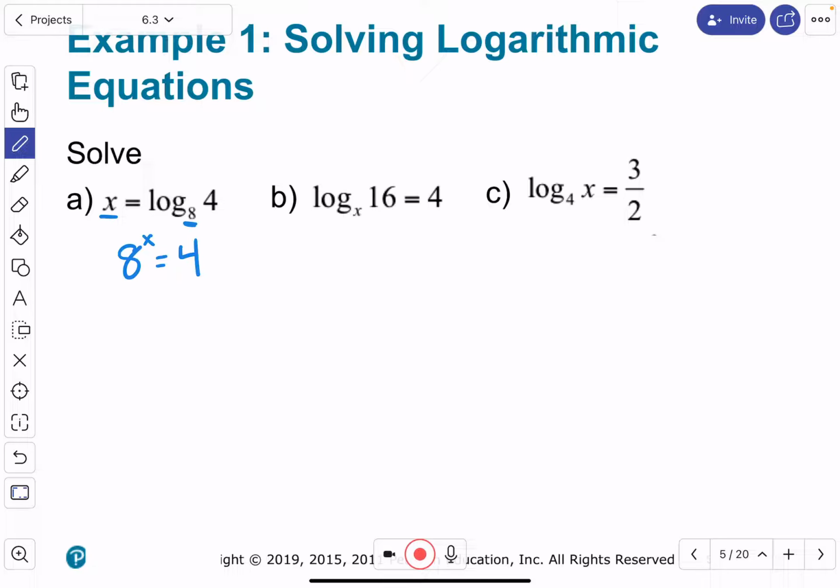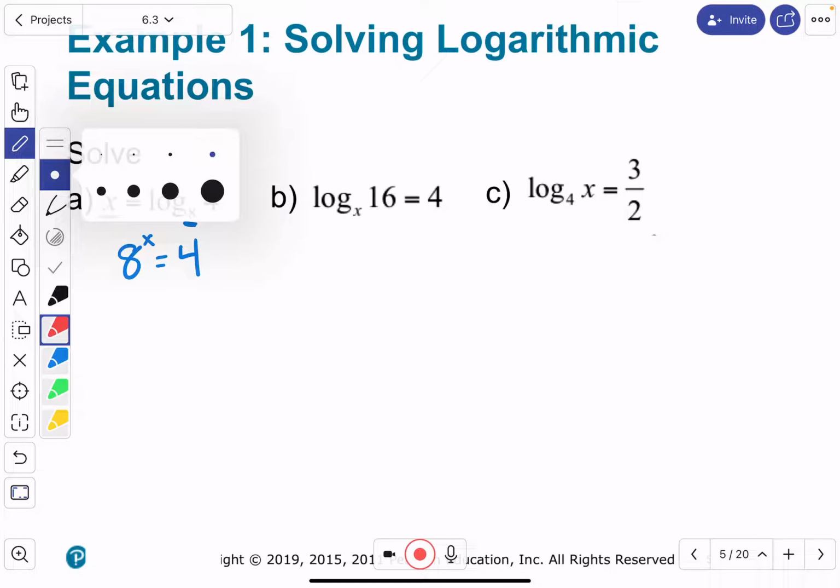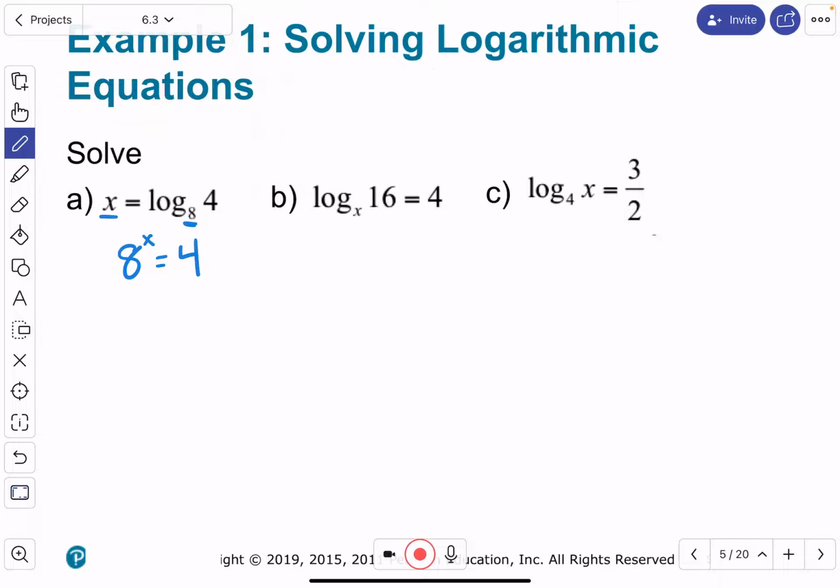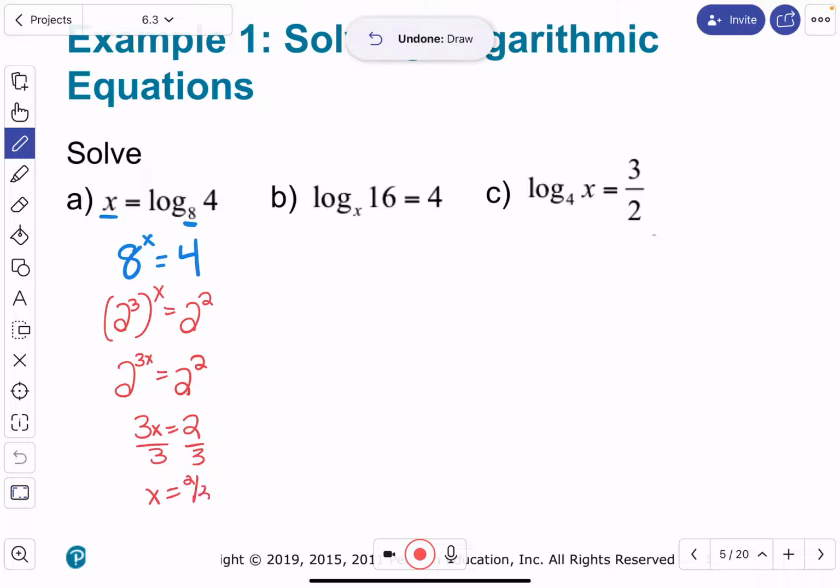Then we solve these just like we did in 6.2. So we make the bases the same. So this would be 2 cubed, and this would be 2 squared. So if we multiplied exponents, we'd get this. And since the bases are the same, the exponents can be the same, and we can solve. So x would equal 2/3.